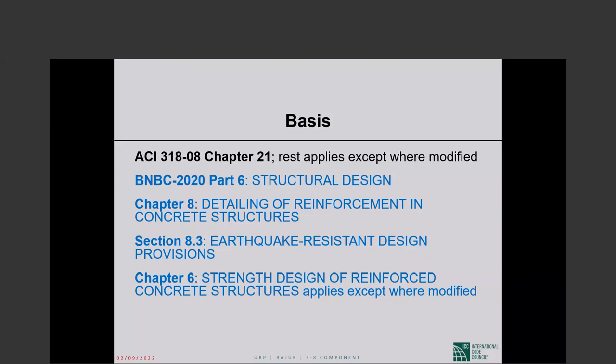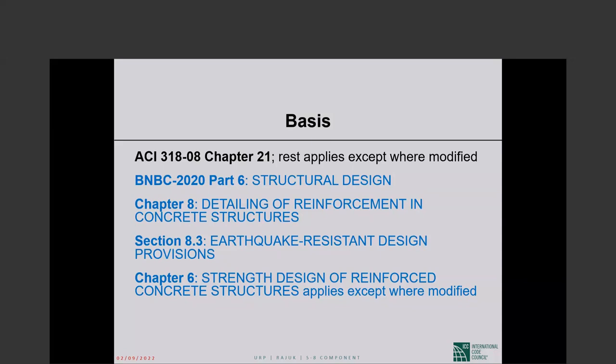The rest of ACI 318 is essentially Chapter 6 of Part 6. It is strength design of reinforced concrete structures. So that Chapter 6 remains applicable unless it is modified by Section 8.3. Okay, just as I said about ACI 318.